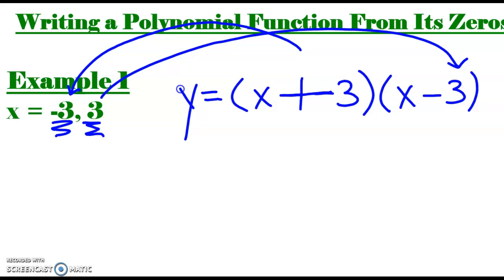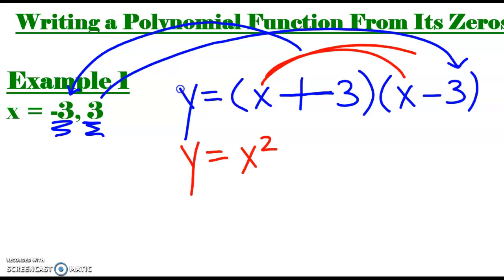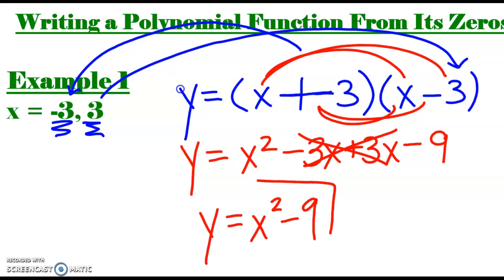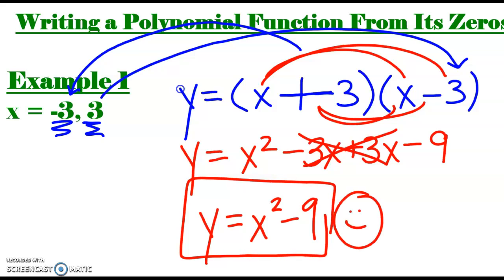So then, to get it into standard form, we'd have to multiply it out. So we would go x times x is x squared. X times -3, -3x. 3 times x, positive 3x. 3 times -3, -9. Like terms cancel, standard form, y equals x squared minus 9. So what you do is you take your roots, you take your zeros, plug them into x minus, and then you would simplify.